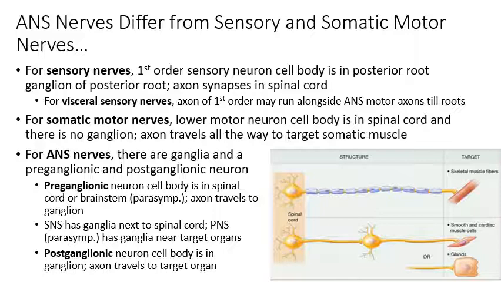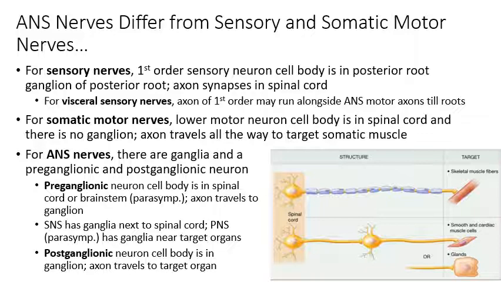The cell body for the preganglionic neuron is located in the spinal cord most of the time, but sometimes in the brainstem. It sends its axon out of the spinal cord or out from the brainstem on a cranial nerve, and it will travel to a ganglion. Inside of that ganglion, you have the cell body for your postganglionic neuron, and the axon for that neuron will leave the ganglion and travel the rest of the way to the target organ.